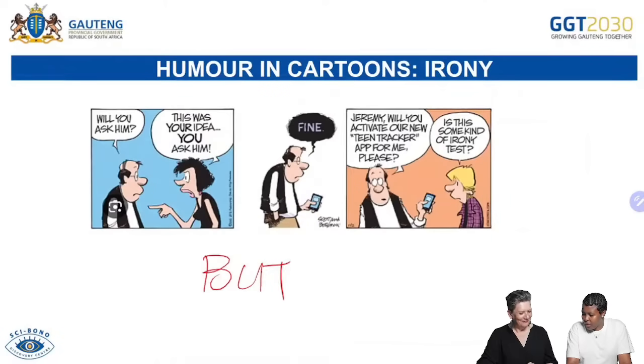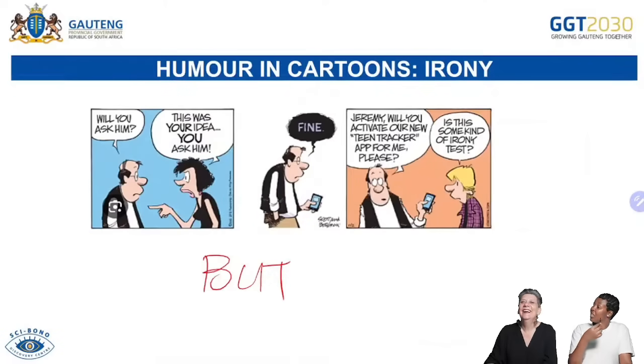This is some kind of an irony test. And again, we are seeing yet another irony to say, are you kidding me? Can you imagine if someone says, will you activate something to track you? Then it's ironic in the sense that you want to track me, yet you want me to be the one that is actually activating the tracker. So Jeremy is obviously not up for it because he does not want to be tracked, right? So that is exactly what's happening.